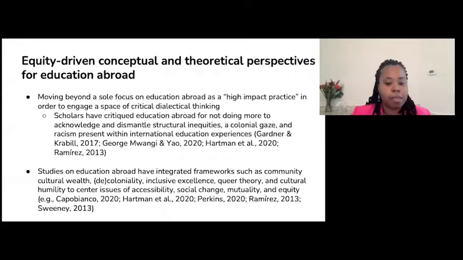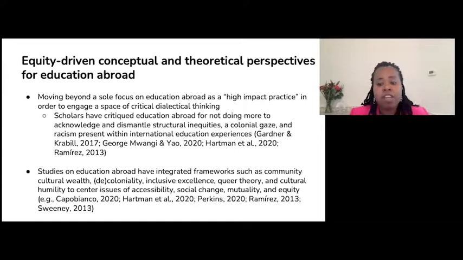When it comes to study abroad, education abroad programs are often framed as high impact practices for student success and persistence, as well as a tool for learning, intercultural engagement, and global citizenship development. Yet an equity-driven lens would also critique education abroad for not doing more to acknowledge and dismantle structural inequities, colonial gaze, and racism presented within international experiences. Attending to these issues simultaneously, however, can pose challenges in practice. For example, short-term education abroad opportunities can be less expensive for students, thus creating greater economic accessibility for them.